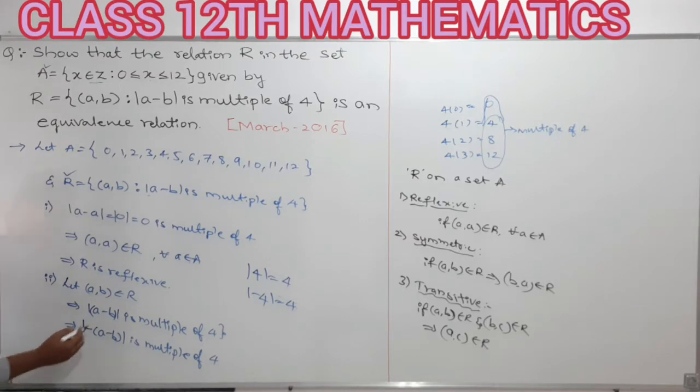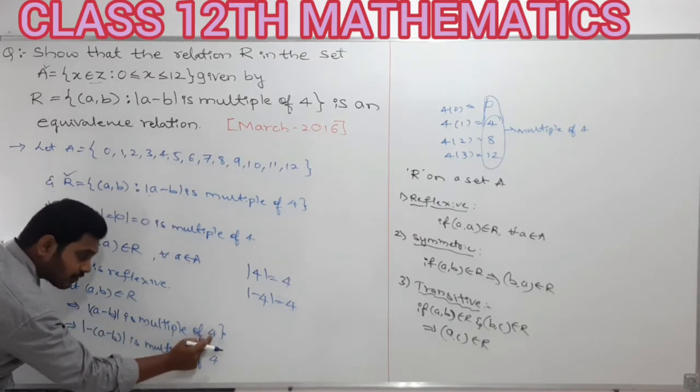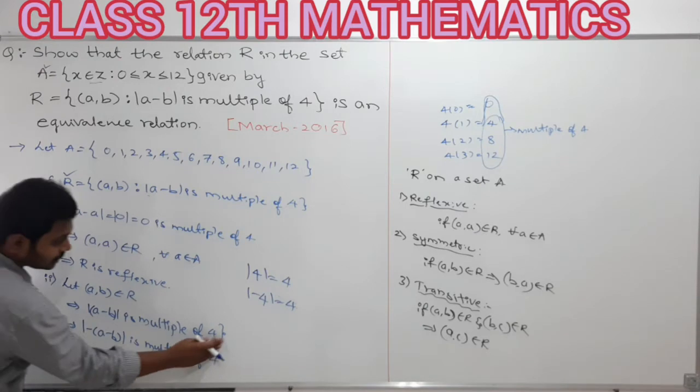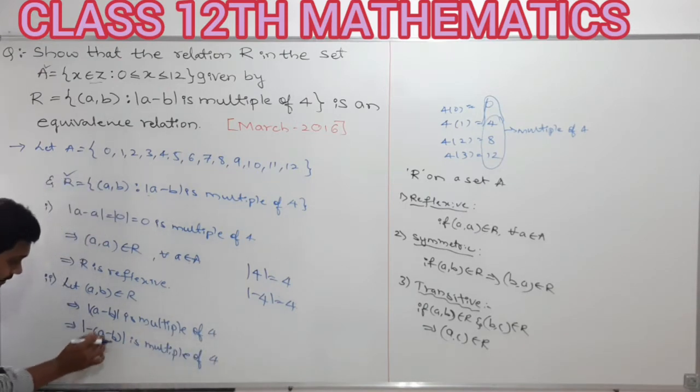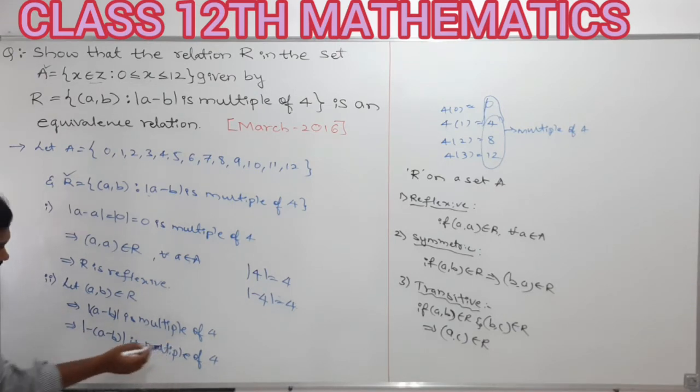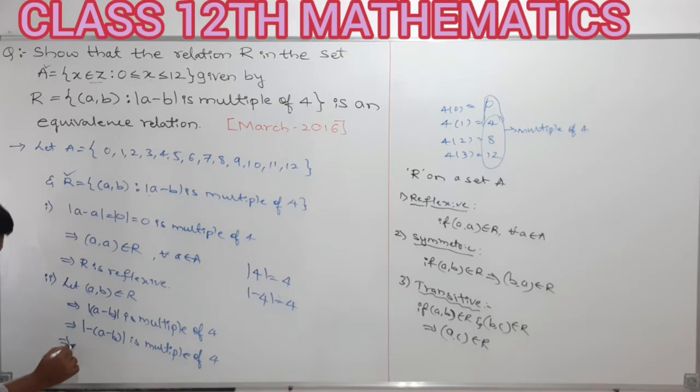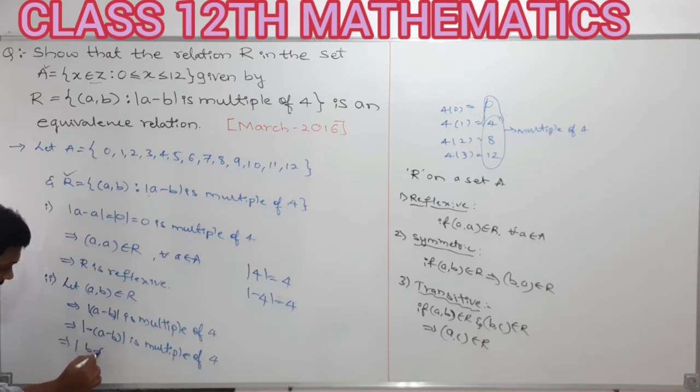So therefore modulus of a minus b is a multiple of 4 means, my dear students, minus of this number is also a multiple of 4. Minus of a minus b is also a multiple of 4 and this implies that, take the minus inside the bracket, minus plus b minus a.